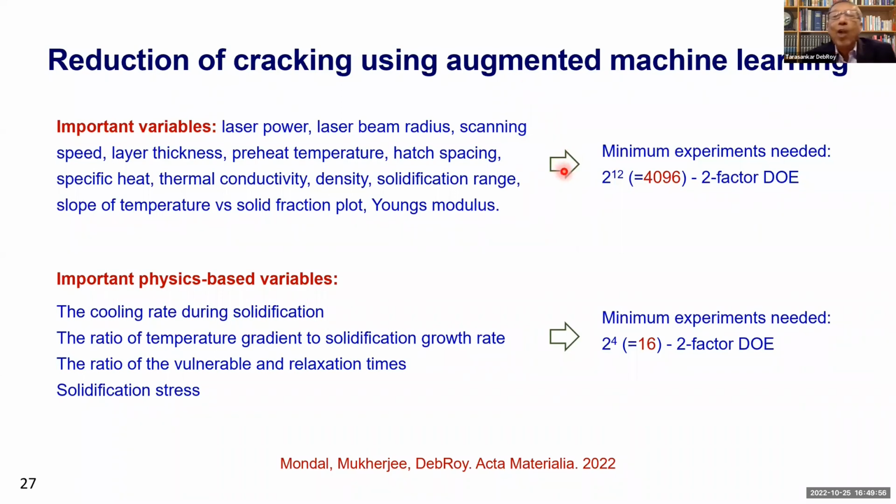So if I wanted to do experiments by trial and error to avoid cracking, if I did a two-level factorial design of experiments, DOE in short, it would mandate 4,096 experiments. But if I look at the non-dimensional numbers, I can bring these 12 variables down to only 4. So we'll need 16 experiments only instead of 4,100 experiments.